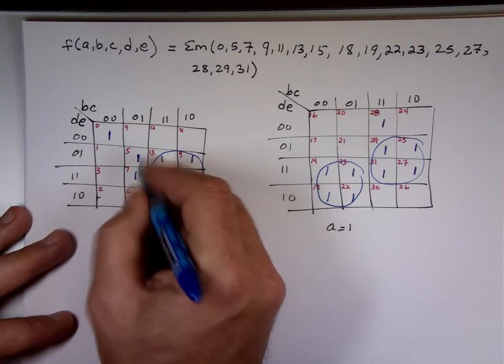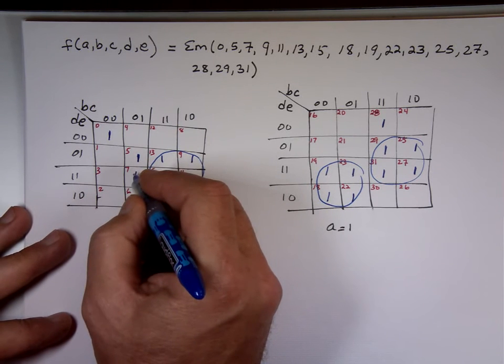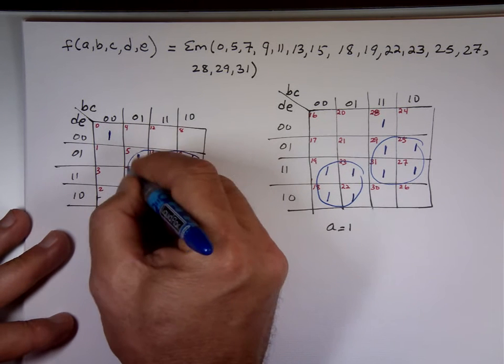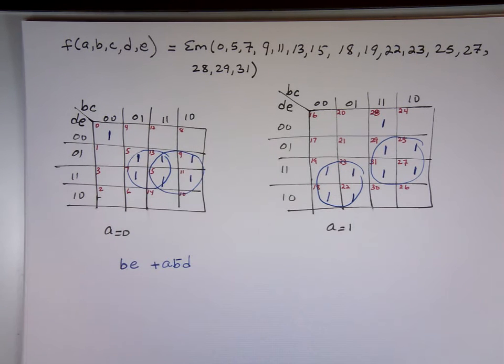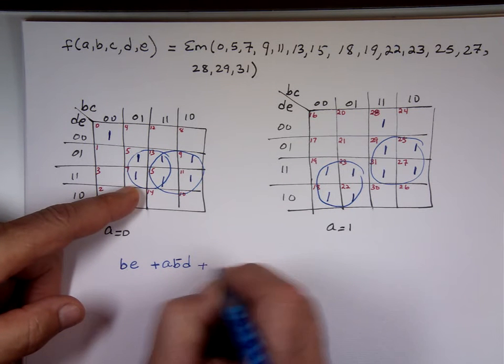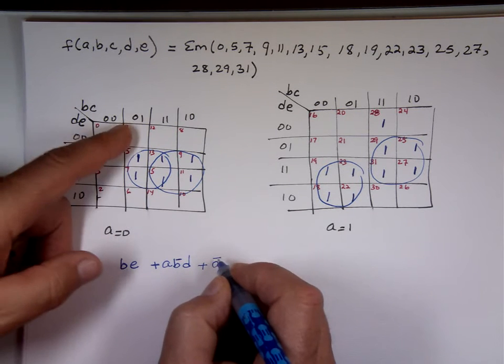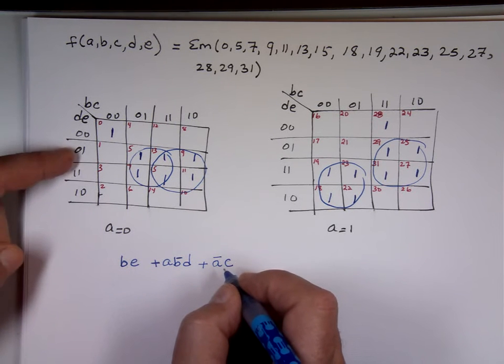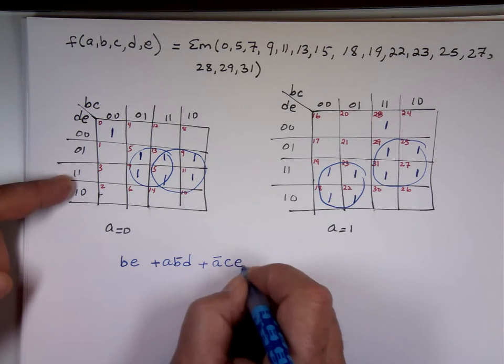I need these 2 ones here, but instead of taking these 2 ones by themselves, I can take them with these. A is 0, that's A naught. B is changing, that's gone. C is 1. D is changing, E is 1.